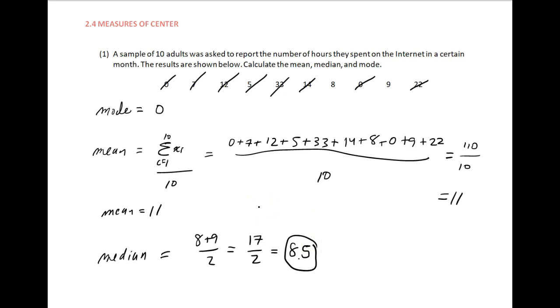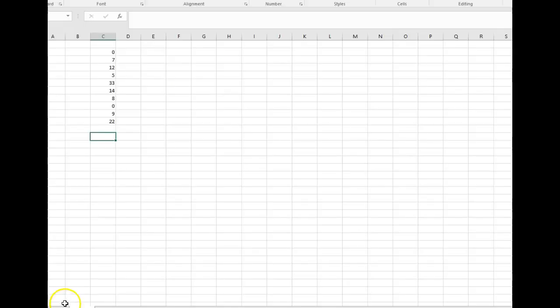Another thing that might be helpful for you guys, just to get you acquainted with Excel, would be to do a calculation just like this in Excel. So right now we're going to bop over to Excel, and we'll be back in 3, 2, 1. Okay, here we are in Excel, and I have the data plotted here. So I think we said our mean was 11, our median was 8.5, and our mode was 0. And I just want to show you guys how to put these formulas into Excel.